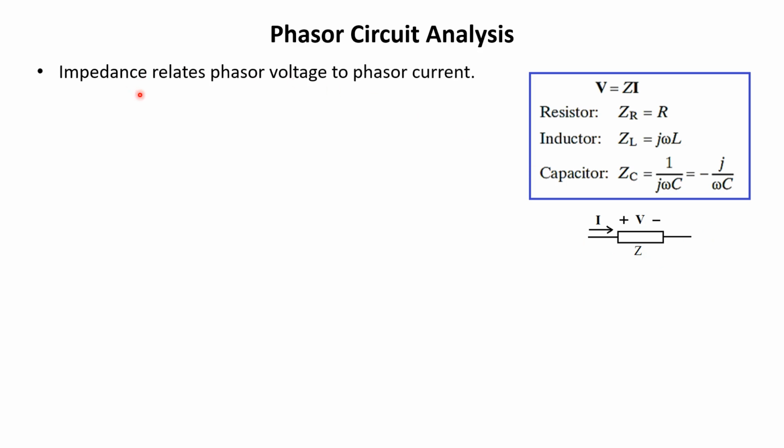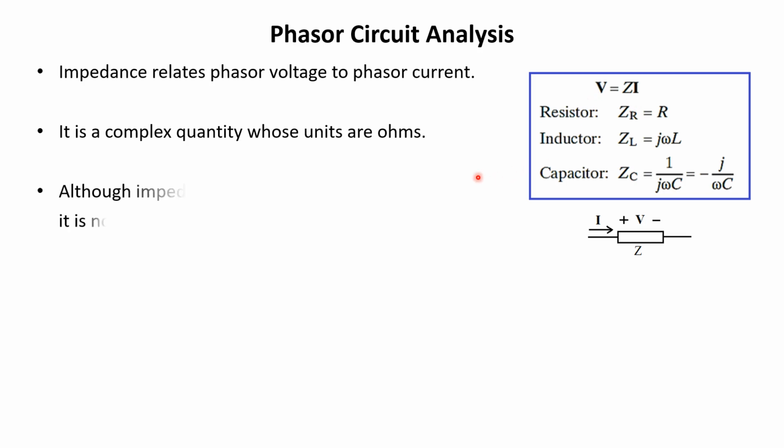Now the impedance relates phasor voltage to phasor current. This impedance Z, please follow the cursor, relates the voltage across an element to the current through that element. It's a complex quantity with the units of ohms. Although the impedance can be complex, in case of resistance, it is only real. In case of inductance, it is complex, only the imaginary part. In case of capacitance, only the imaginary part, which is complex.